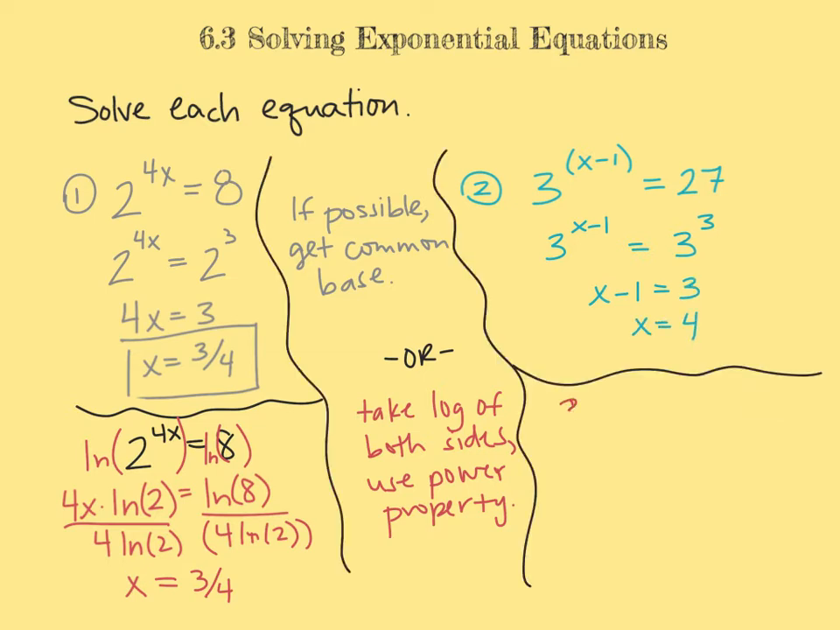As an alternate way to solve, if we start with our problem again and wanted to take the natural log of both sides, we could totally do that. So we'll take the natural log of this side and the natural log of 27. When we take the natural log of 3 to the x minus 1, we can bring the x minus 1 out front. We do need parentheses there to show that that whole thing is getting multiplied by the natural log of 3, and we'll have that equal to the natural log of 27. Then we can divide both sides by the natural log of 3.